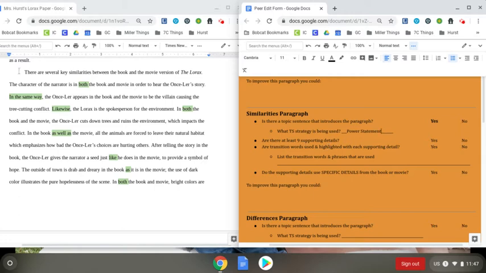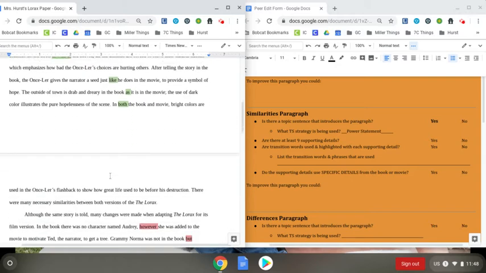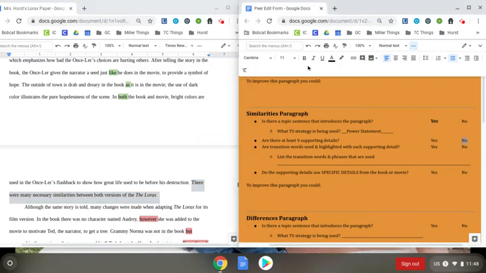Now I've got to count. Remember, this is the topic sentence, so that doesn't count. I'm going to go to the next one, supporting details. So we got 1, 2, 3, 4, 5, 6, 7, 8. Remember, this is the conclusion sentence, so that doesn't count either. There's only 8 supporting details. So I'm going to come over here and bold no, because there are only 8.